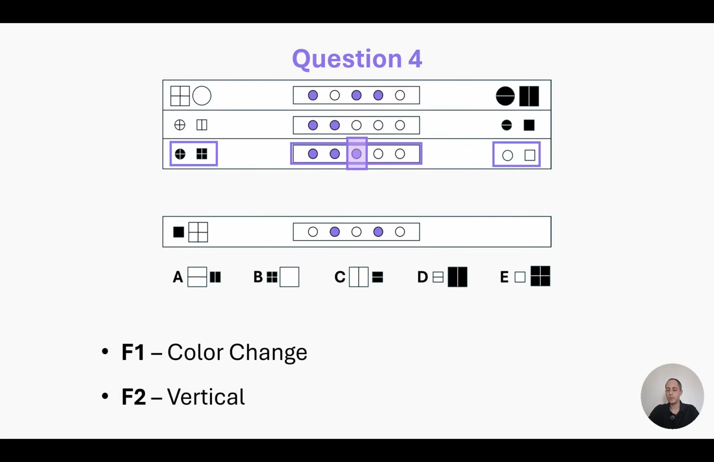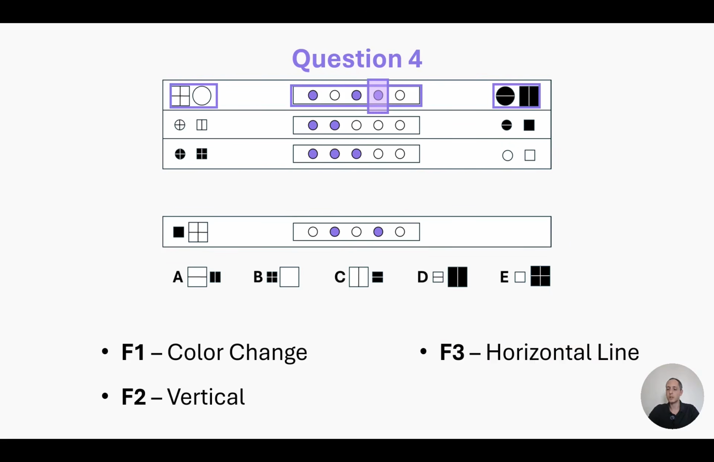Following our method, we're going to move on to the row which has the least amount of unknown information, and that is row 3. We already know F1 and F2. We only have one missing function key, which is F3. Looking at these shapes, it's pretty easy to spot that the missing piece of information is the addition or removal of a horizontal line.